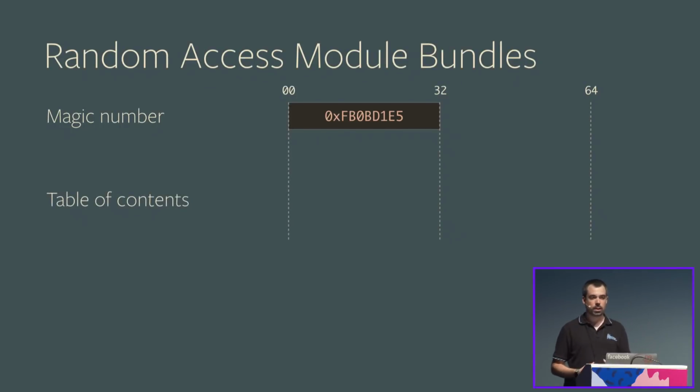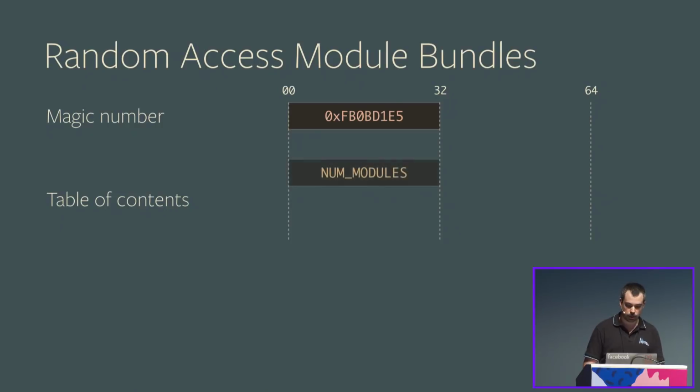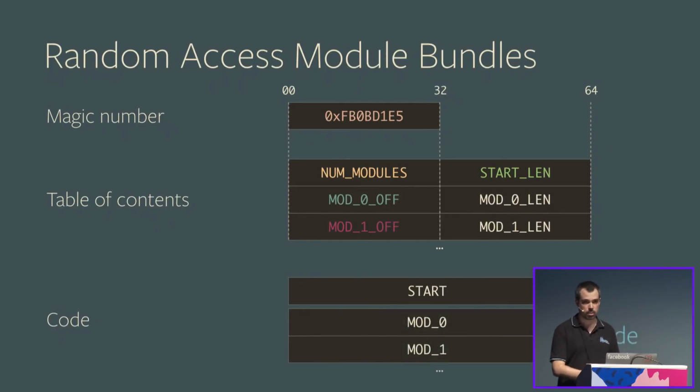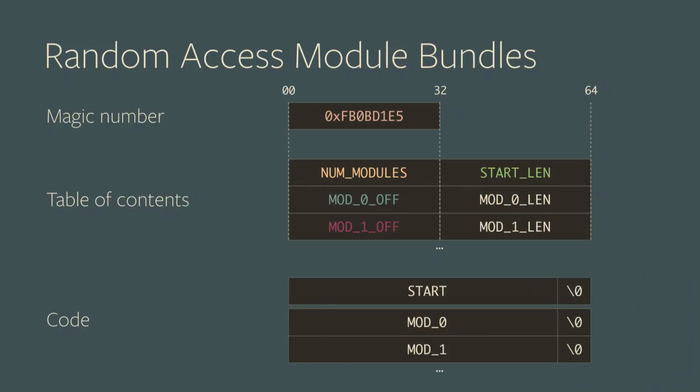Now, after that, we've got a table of contents. The table of contents has the amount of modules that are shipped into this big blob. The startup length, remember the startup code was this require 0, and references to where each of the modules is located into this gigantic blob. And after that, we just write the code, starting with the startup section and each of the modules, and we put after them a null character, and I'll explain to you in a second why we do that.